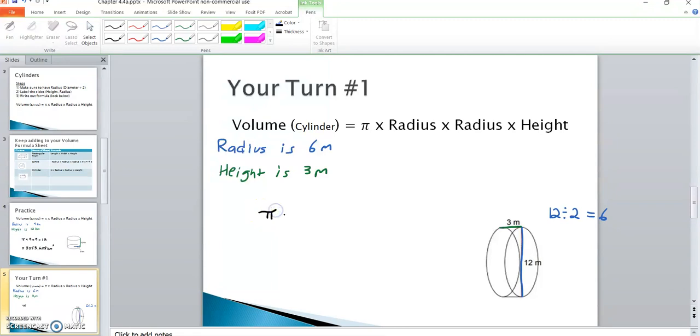Alright, so that's going to be pi times 6 times 6 times 3. If we punch that into our calculator, we will get 339.292, and then our units are going to be meters cubed. Let's try one last one.